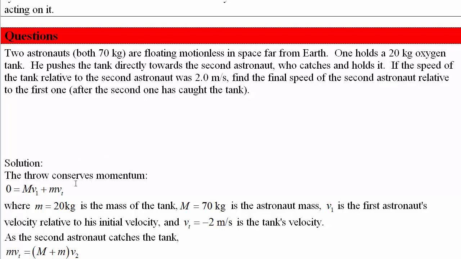This is a one-dimensional problem, so we'll just use one-dimensional vectors where we have positive and negative velocity to indicate right and left direction. So I'm imagining that the astronaut throws the tank to the left. That means that v_T will be negative 2 meters a second. If you had v_T as positive 2 meters a second, that's okay too. You're just imagining the tank being thrown to the right.